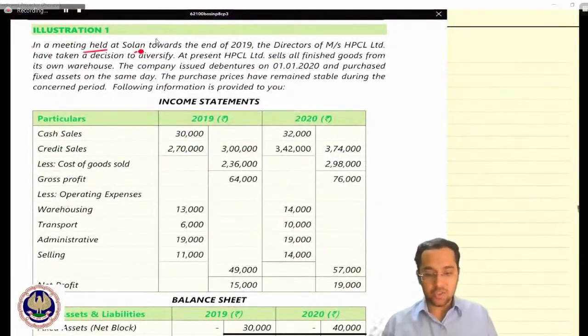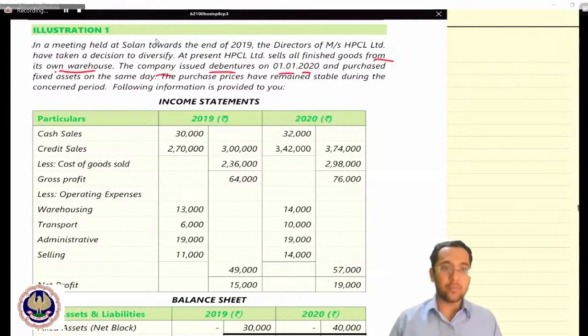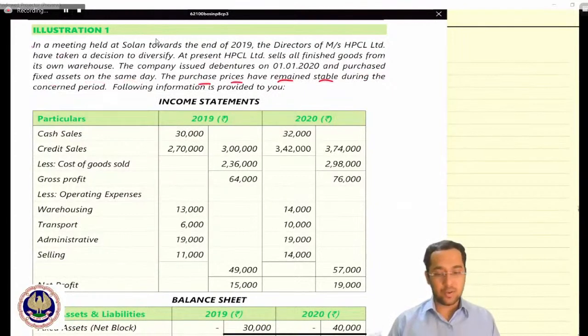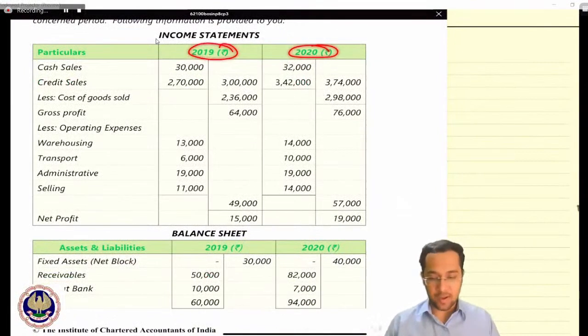In a meeting held at Solent towards the end of 2019, directors of Messrs. HPCL Limited have taken a decision to diversify. At present, HPCL sells all finished goods from its own warehouse. The company issued debentures on 1/1/2020 and purchased fixed asset on the same day. The purchase prices have remained stable during the concern period, and the following information is provided. So we have information for 2019 and 2020.